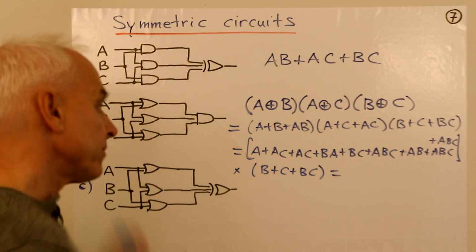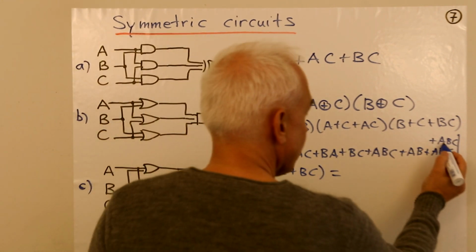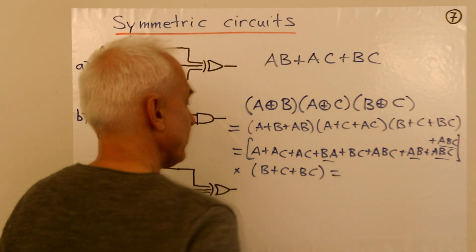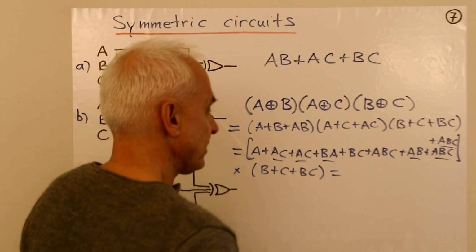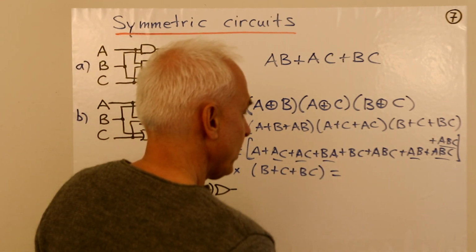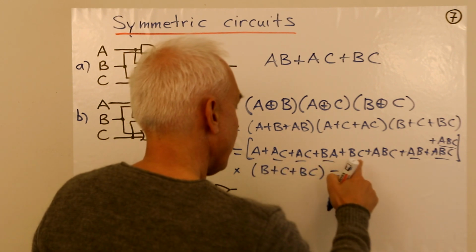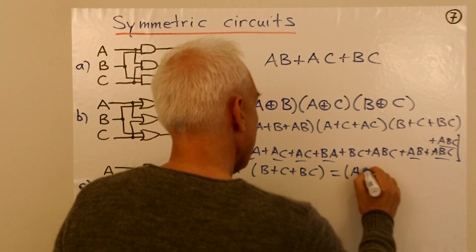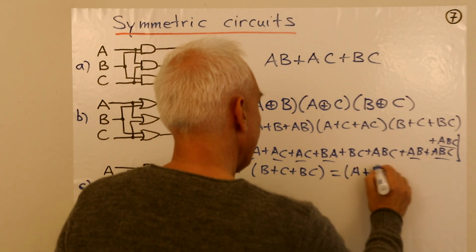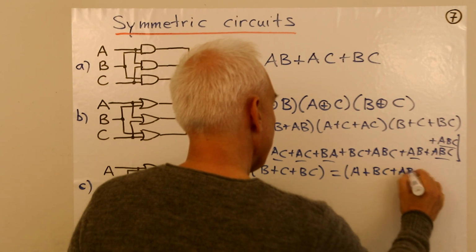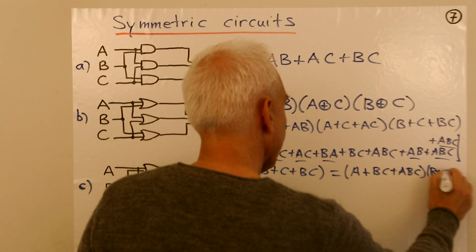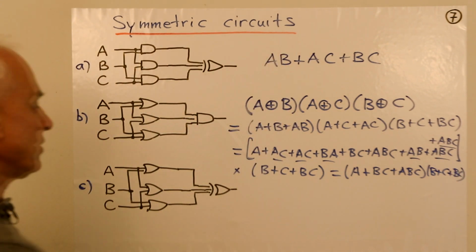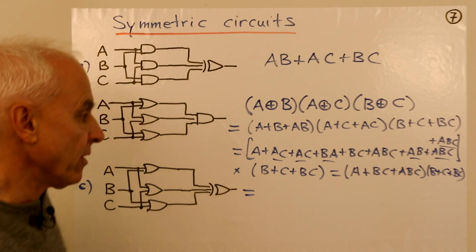Okay, can we simplify this? So cancellations, ABC, ABC, they cancel. Here's an AB, they're canceled with that AB. Here's ACs, they cancel. And we're left with A plus BC plus ABC, I guess. Okay, so we have A plus BC plus ABC. All of that times B plus C plus BC. Okay, so let's see what happens when we expand that out.